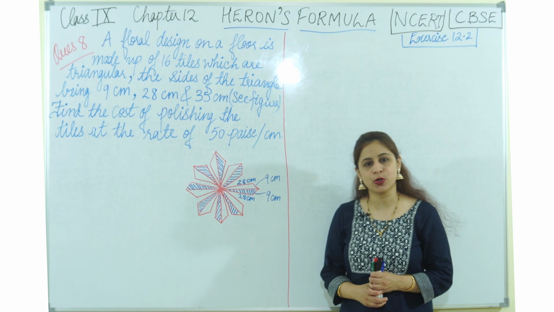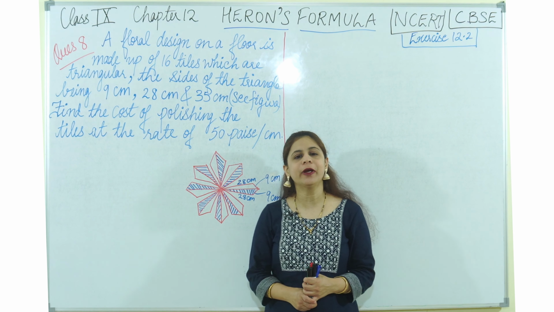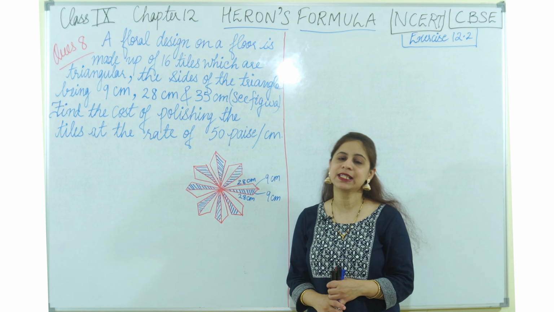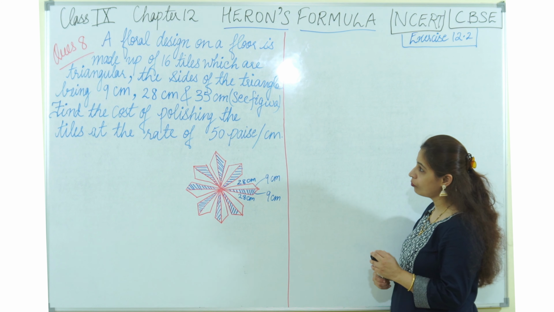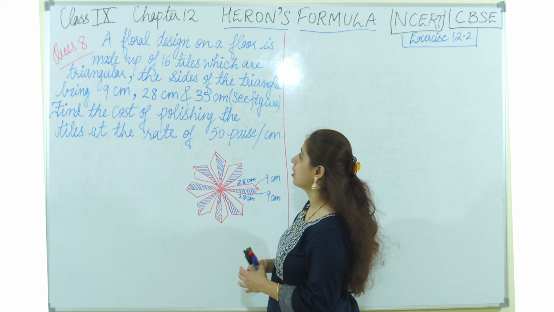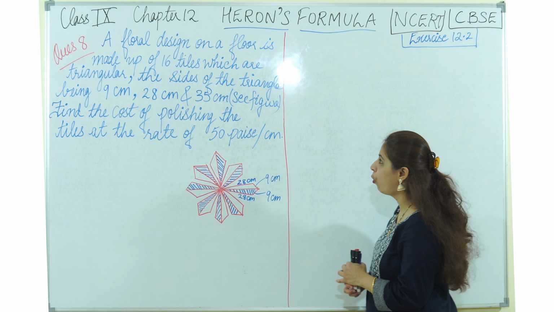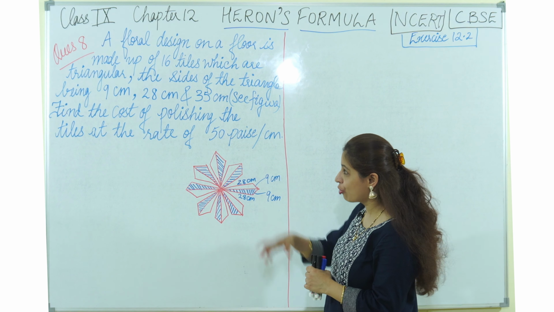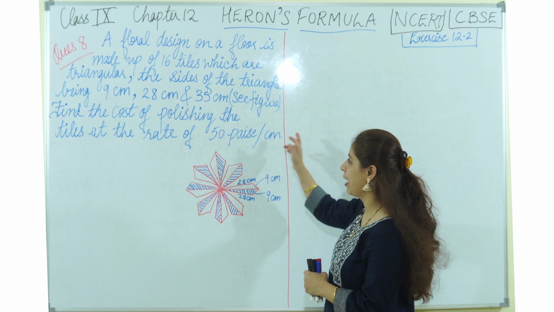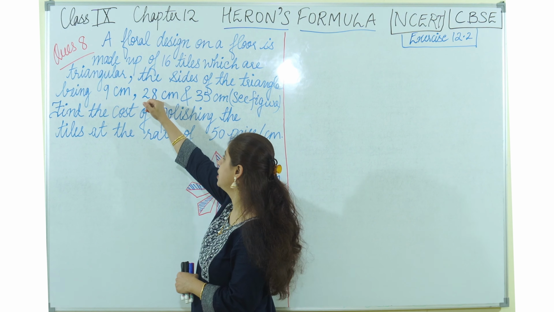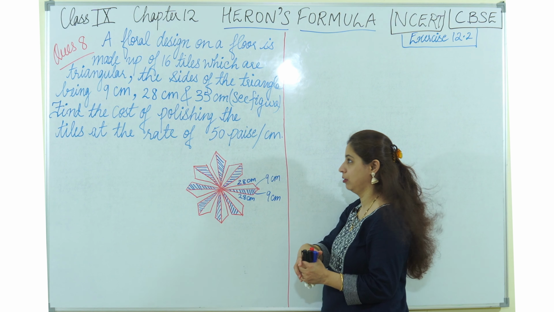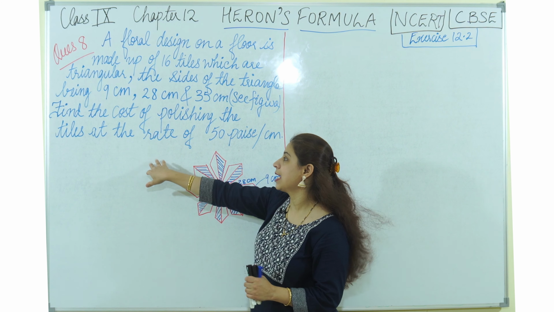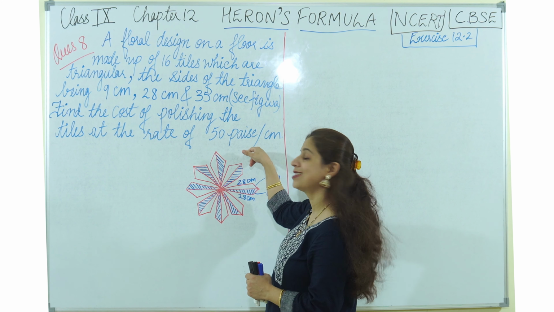So let us start with question number 8 of exercise 12.2 of chapter 12, Heron's formula of class 9 CBSE NCERT. Question number 8 says: a floral design on a floor is made up of 16 tiles which are triangular. The sides of the triangle being 9 cm, 28 cm and 35 cm. See the figure. Find the cost of polishing the tiles at the rate of 50 paisa per centimeter.